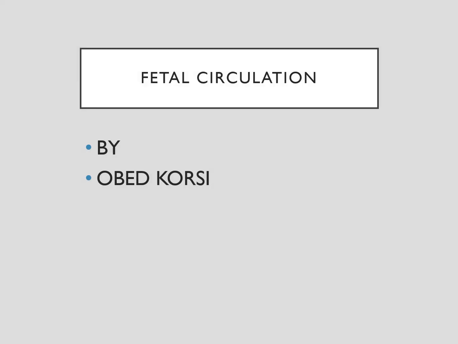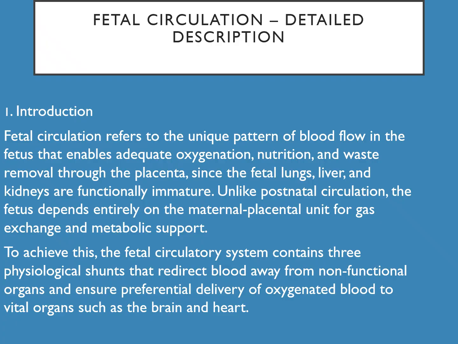Today we are going to look at fetal circulation. So we have the description of fetal circulation. Fetal circulation is a unique pattern of blood flow where blood containing oxygen and nutrients gets to the fetus, as well as waste being eliminated through the placenta with the help of the umbilical cord.